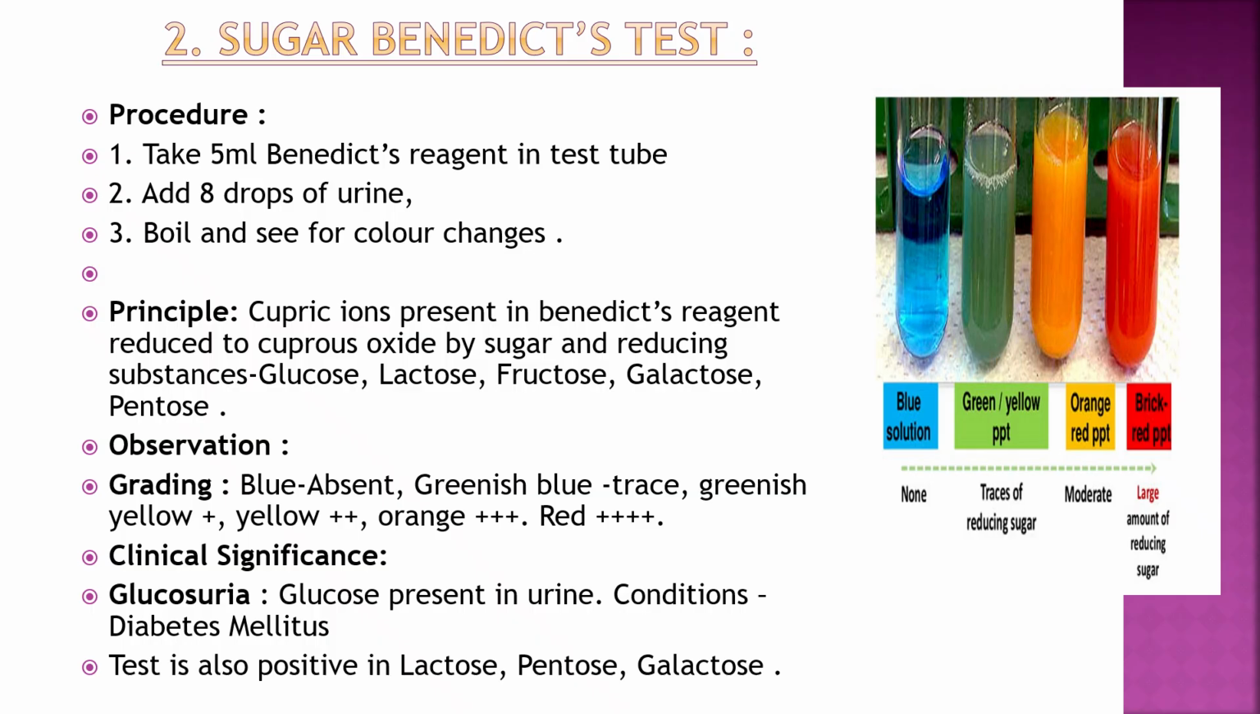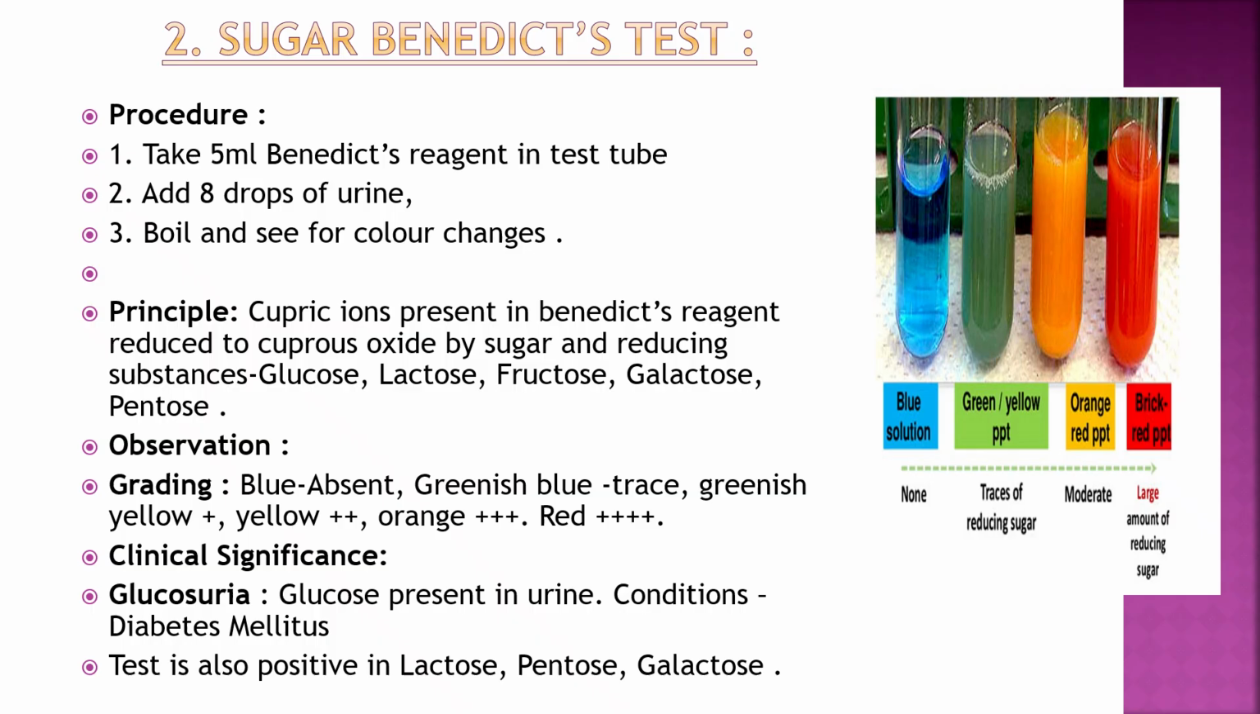So in color changes, the negative is blue color, then greenish blue is trace, greenish yellow is 1 plus, yellow is 2 plus, orange is 3 plus, and red or brick red is 4 plus. So this is the semi-quantitative result of the urine sugar test.